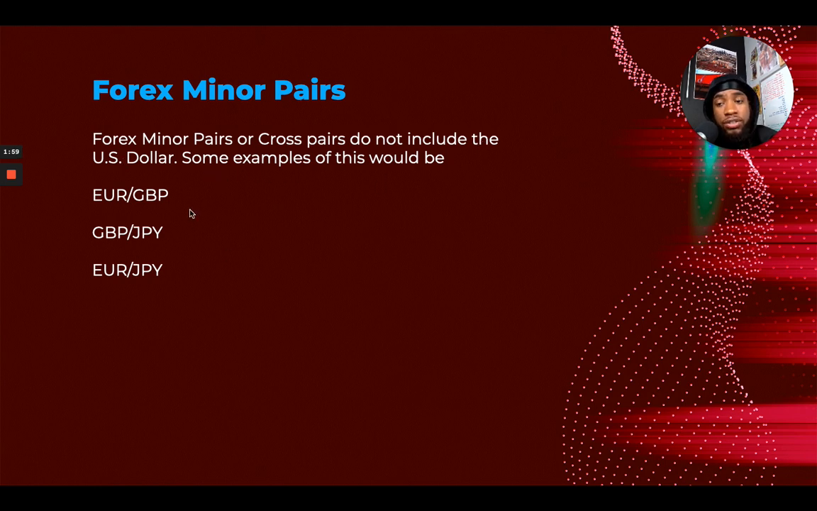Forex minor pairs or cross pairs do not include the US dollar, and some examples of this would be Euro GBP, GBP JPY, and Euro JPY. As you can see, GBP is a struggling one for me.